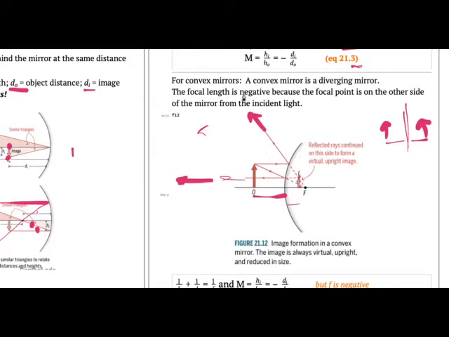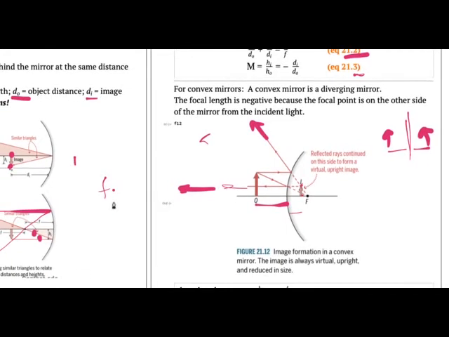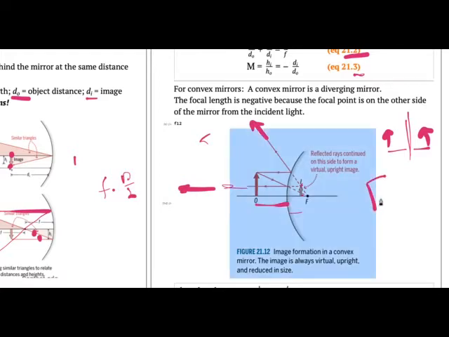The focal length is, now, this same equation is true. But the focal length here is negative. For a concave mirror, the focal length is r over 2, where r is the radius of the mirror. For a concave mirror, the focal length is positive. It's r over 2. But for a convex mirror, the focal length is minus r over 2. Negative r over 2.